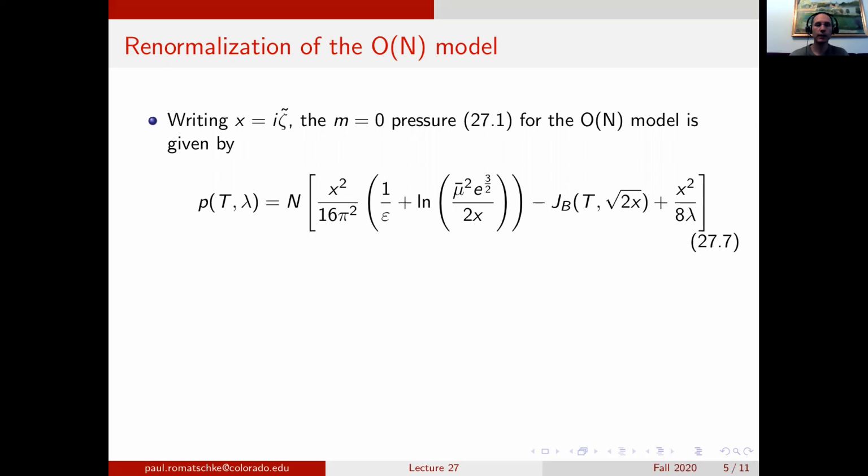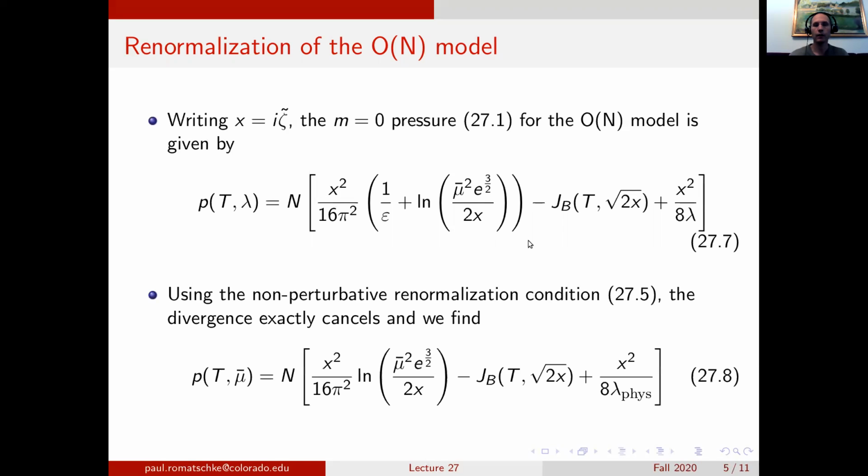If we use the same notation, rewriting sigma tilde in terms of x and setting m to 0, the pressure of the O(N) vector model is then given by the expression here. And what you should notice is that it also has this divergent 1 over epsilon that originally appeared. However, if we use the same renormalization condition as before, namely we lump together the 1 over epsilon with respect to the bare coupling constant lambda, we find that these two conspire in such a way that the same non-perturbative renormalization gives us a finite result for the pressure in the MS bar scheme.